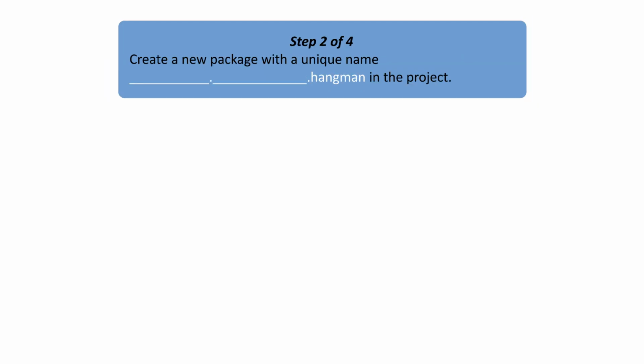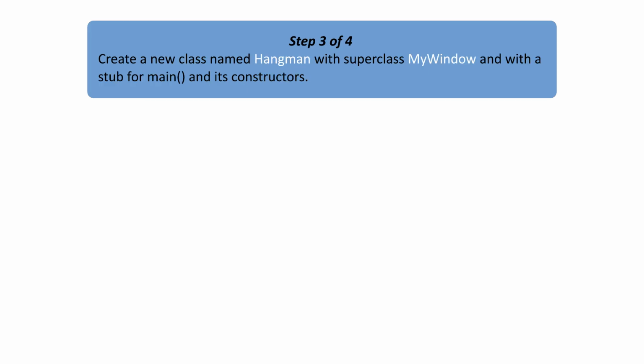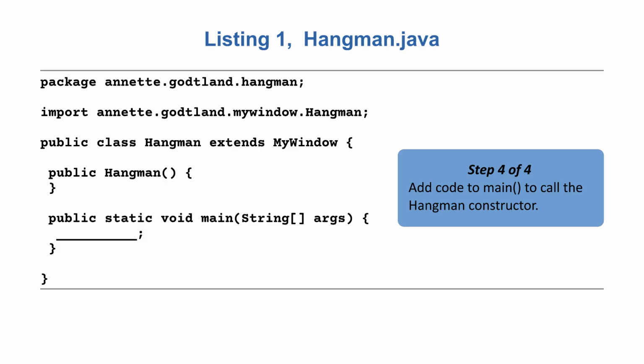Next, create a new package with a unique name. Hint: I named mine Annette.Gotland.Hangman. Then create a new class named Hangman with superclass MyWindow and with a stub for main and its constructors. And finally, add code to main to call the Hangman constructor. Run it. What happened? It should have opened the DIY window with no contents.